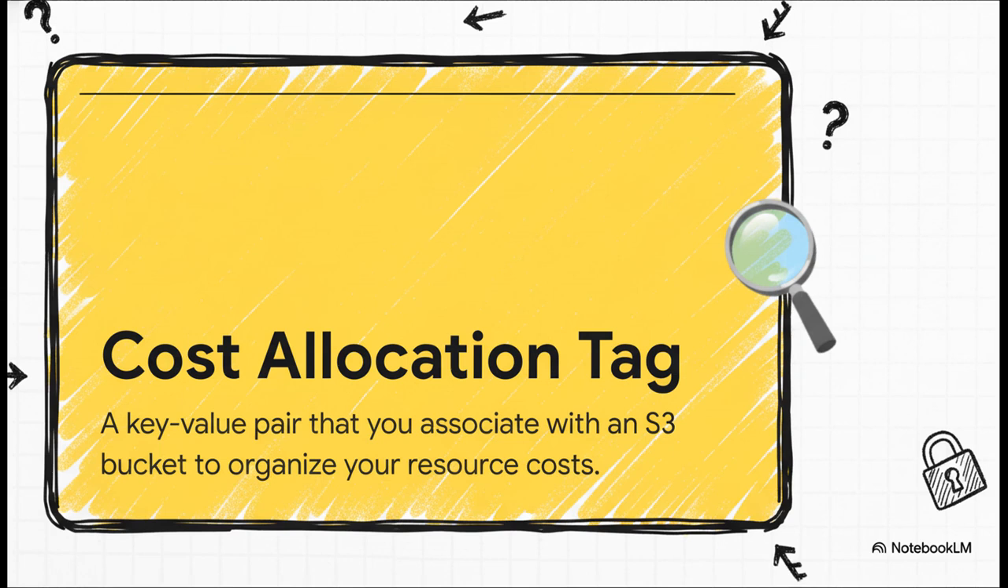The best way to think about these is like a label on an evidence bag at a crime scene. By tagging your S3 buckets with something like Project Trinity, you can track exactly which projects, which teams, or which applications are responsible for which costs. This is absolutely critical for organizing your investigation and figuring out where the money is going.